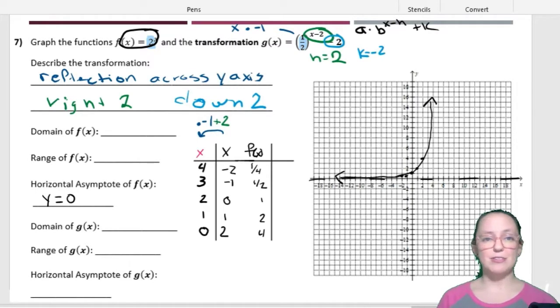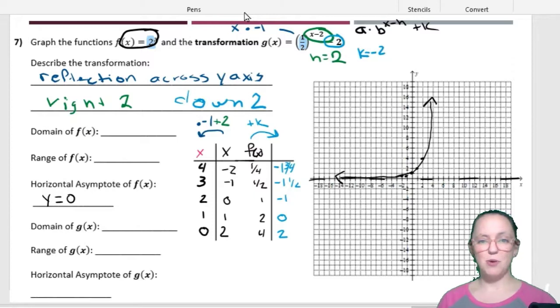The y values are exactly like we've done before. We're going to take our k. We'd multiply by our a if we had one, but we don't have an a on this one. We're just going to add k here. So we're going to add -2. So 1/4 plus -2 is going to give us -1 3/4. 1/2 plus -2 is going to give us -1 1/2. 1 plus -2 is going to give us -1. 2 plus -2 is going to give us 0. And 4 plus -2 is going to give us +2.